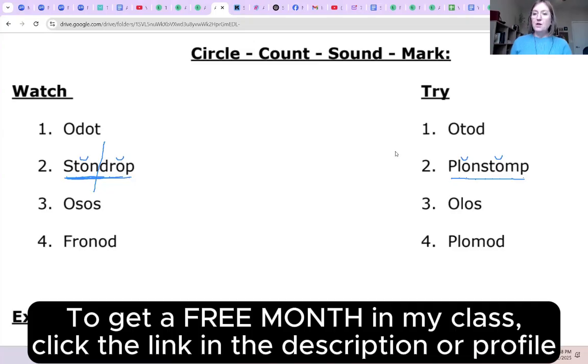Okay. So this O is going to say ah because there's two consonants after it. Same with this O. It will say ah because there are two consonants after it. So our sounds are p, l, ah, n, s, t, ah, p. When I pronounce these sounds, make sure that your sounds are identical. Try to match your sounds to mine.